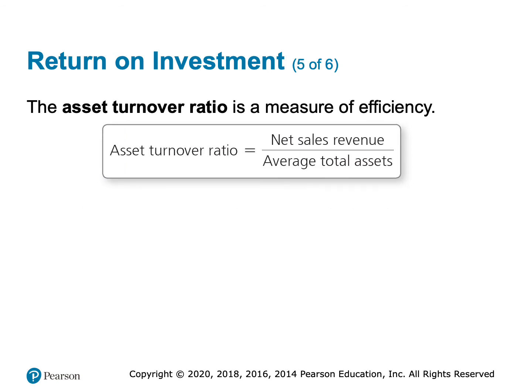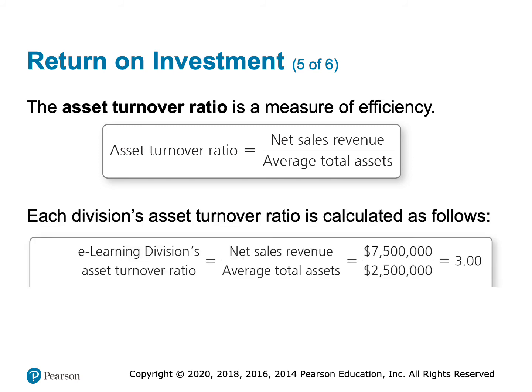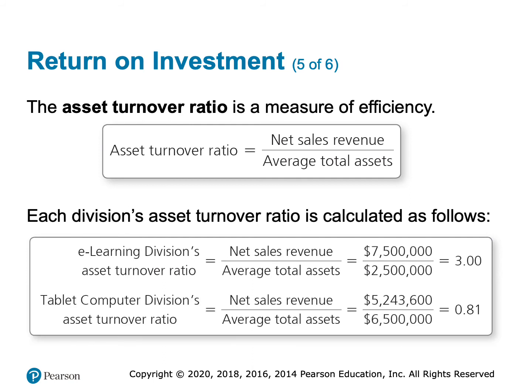Now let's look at the asset turnover. So again, I'm going to ask you to pause the video, crunch the numbers, and then come back and restart it and let's talk about it. So the e-learning division, for every dollar they invest in assets, they get $3 in sales revenue. The tablet computer division only gets 81 cents.